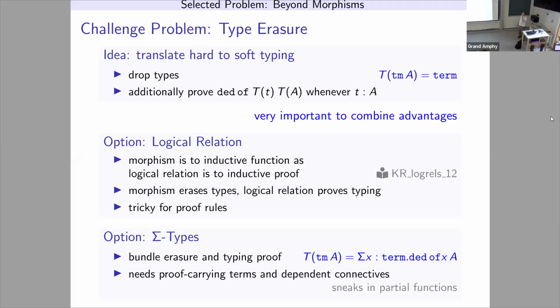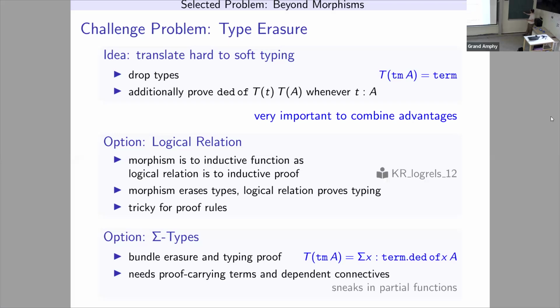So we're going to need to change the target language. I mentioned that briefly on, I think, Tuesday, that if we have proof carrying terms, we have to watch out. Some features have to be formalized differently. So for example, we need dependent connectives, which is basically saying, if I want to prove that an implication is a proposition, I normally do this.